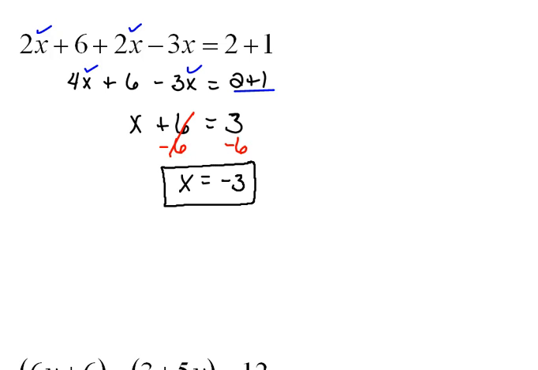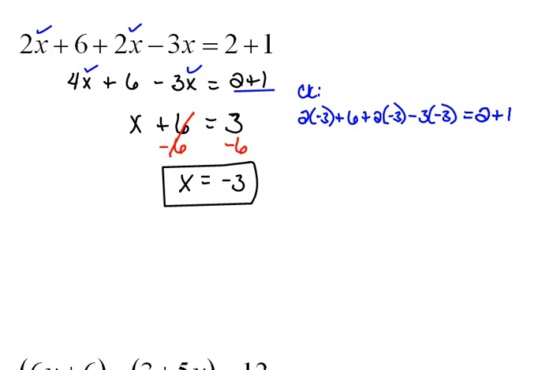So again, we could check this just to make sure that it does work. We have to put in negative 3 every time we see an x value. So 2 times x, replace that with negative 3, plus 6, plus 2 times x, we'll replace it with negative 3, minus 3 times x, we'll replace it with negative 3, equals 2 plus 1.